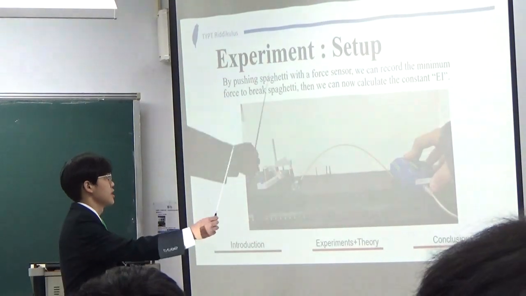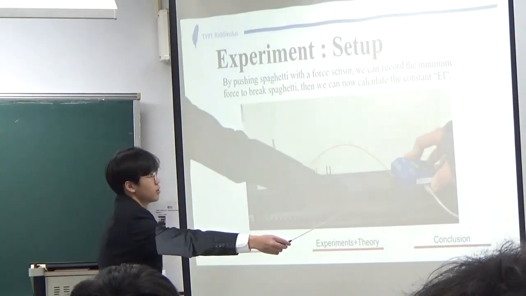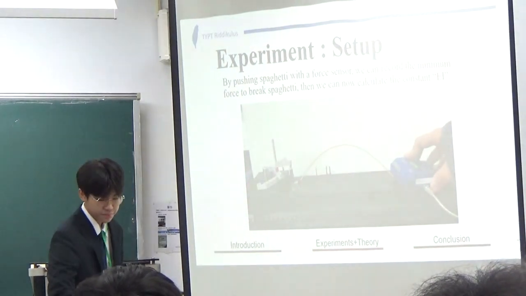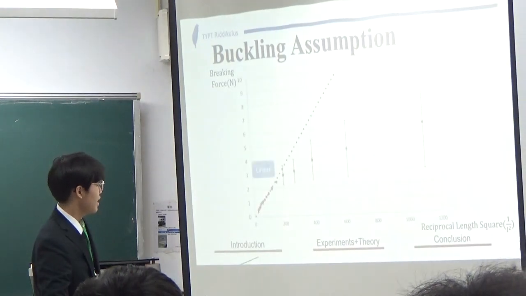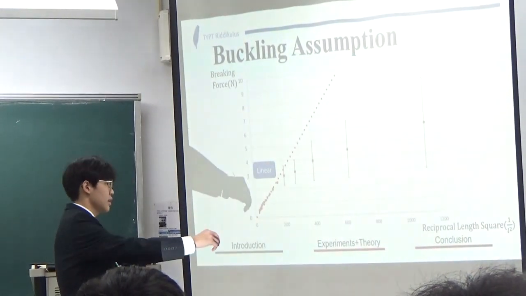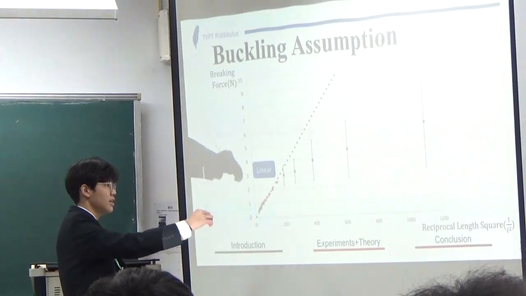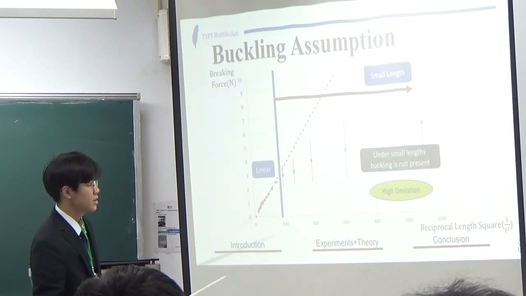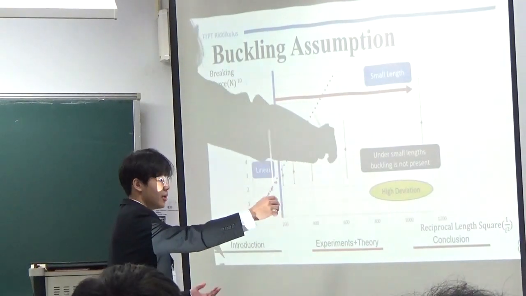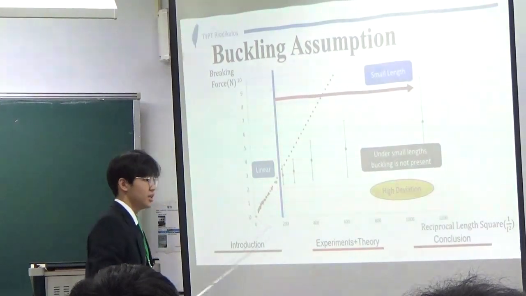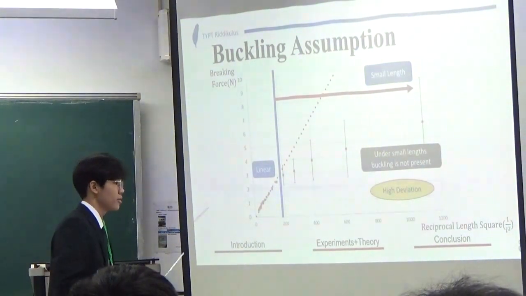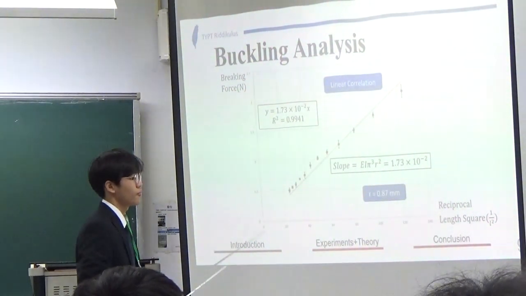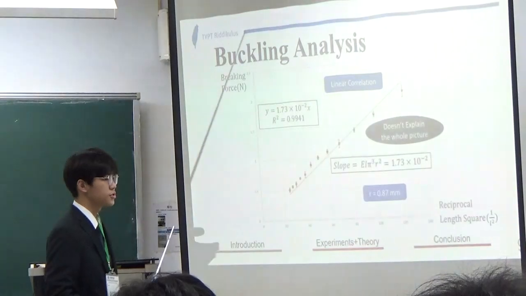And now it's our experimental setup. By pushing a spaghetti with a Pascal, we can record the minimum force to break the spaghetti. Now we can calculate a constant. And now it is our data analysis. As you can see, when the length is long, they have a linear correlation. But when the length becomes small, there is high deviation. And we can hypothesize that under small length, buckling is not present. And we will discuss that later. But we can still use the linear correlation to calculate the EI value. But it doesn't explain the whole picture.